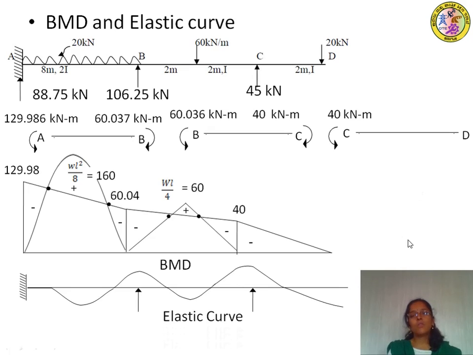So this is how you should solve a continuous beam with an overhanging portion. The only thing is, you have to balance the overhanging support or overhanging joint first, and then go on balancing the intermediate joints. This is for today's session.